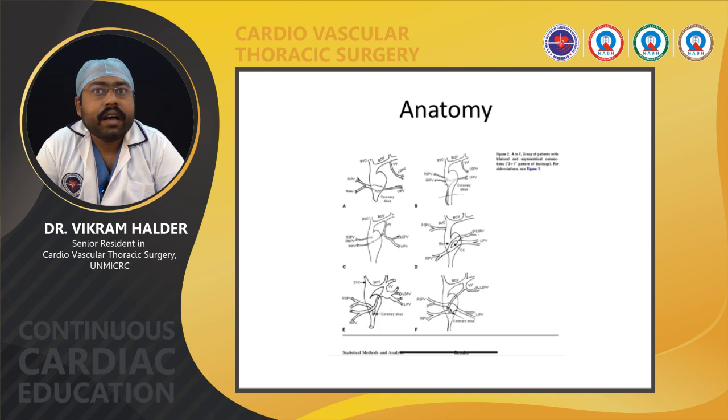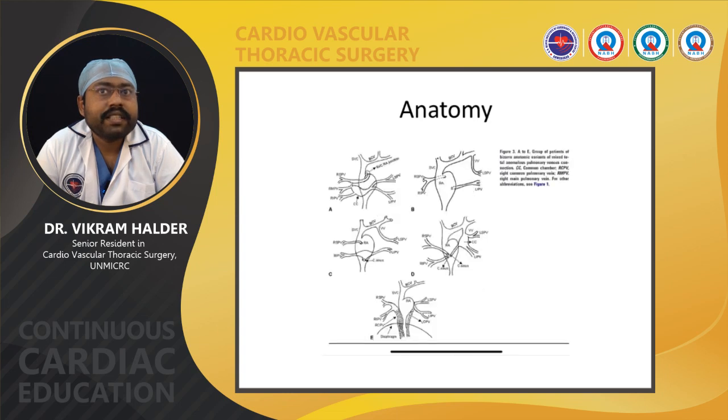In another type, the right upper pulmonary vein is draining into the SVC, and the other pulmonary veins are draining into the coronary sinus. In the next type, the right superior, right inferior and left inferior pulmonary veins are draining into the coronary sinus, and the left superior pulmonary vein is draining into the innominate vein. And in another type, again the right superior, right inferior and left inferior pulmonary veins are draining into the coronary sinus, and the left superior pulmonary vein is draining into the innominate vein.